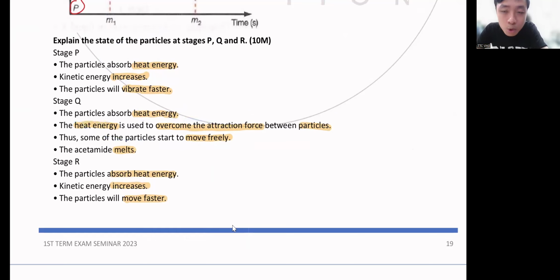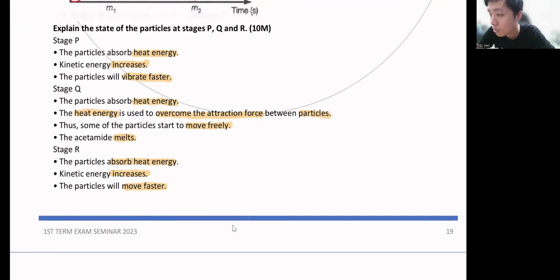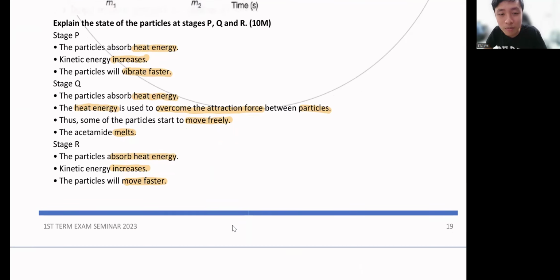But maybe the sentence changes a bit here. Okay. Just now I told you the heat released to the surrounding is exactly balanced by the heat energy released when the particles attract each other to form a solid. Okay, done. Wow, I think you're writing very fast.